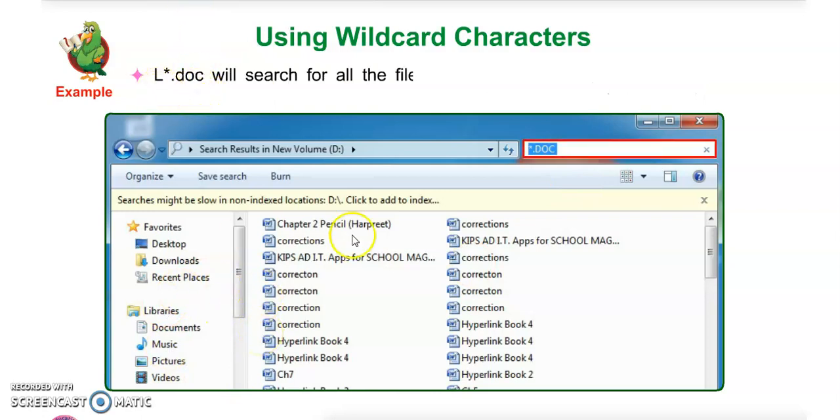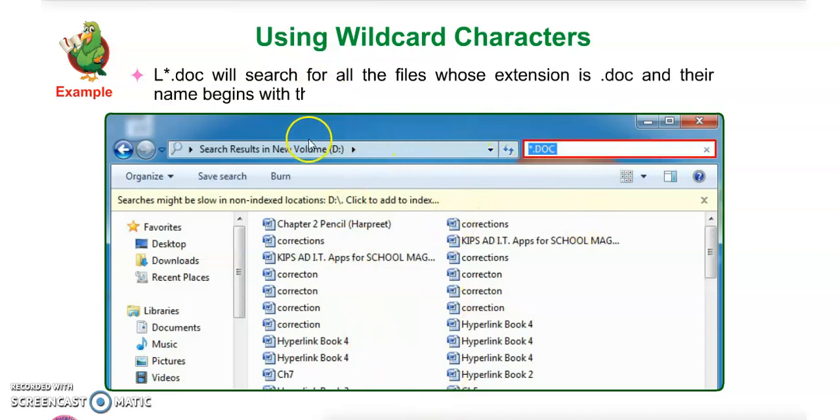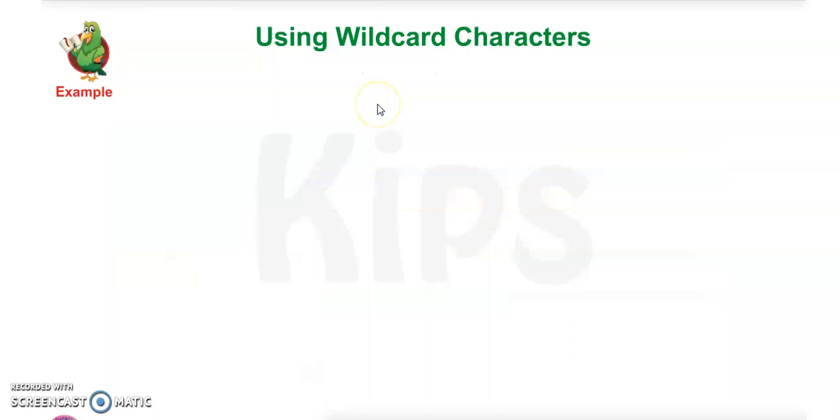Then next example, if we write L star.doc, it means the file name starts with L and other characters can be anything, but the file should be a document file. We have restricted the extension to doc. It will search for all the files whose extension is doc and whose name begins with the letter L. Okay, this is the use of the asterisk sign.